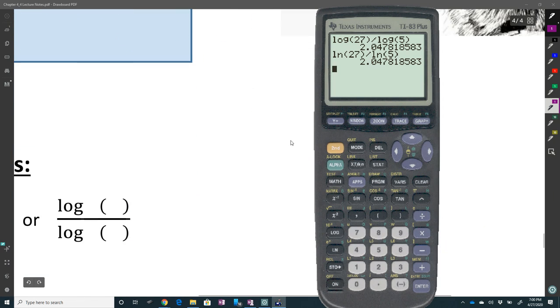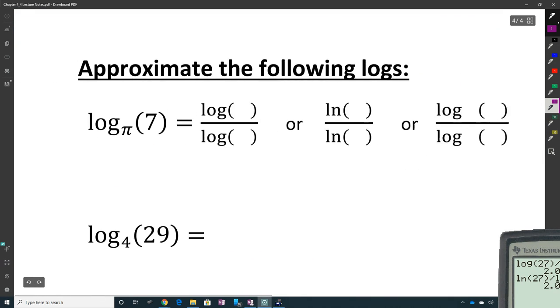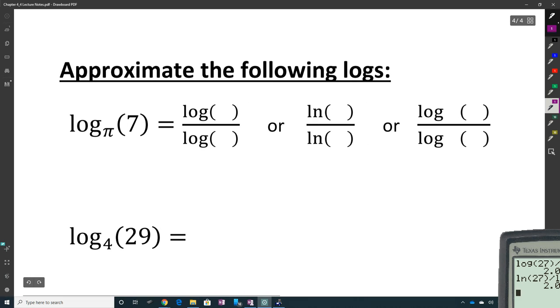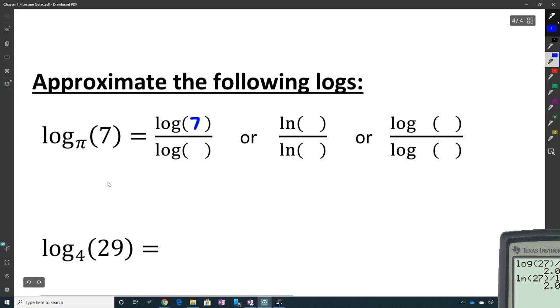All right. Anyway, so on the homework, what you're going to do is write out and convert logs. So approximate the following logs. The first one says log base pi of 7. So I just do log of 7, ln of 7. It can be any base here. I don't know, 13. Why not? Of 7. So the inside just goes on the top. On the bottom, though, is the old base. Divided by log of the old base.